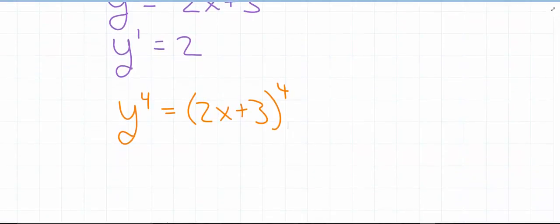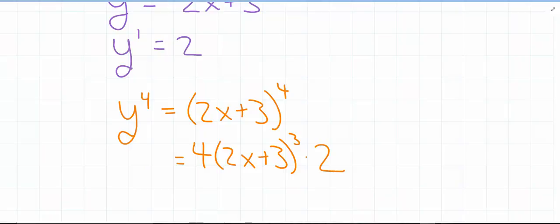Okay. Now, I want to just look at both sides of this and look at finding the derivative. Now, if I look at this side over here on the right, the derivative is going to be, we're going to use the chain rule. So this is going to be 4, 2x plus 3 to the 3rd. But we're not finished because now I've got to multiply by the derivative of the inside. Okay? So what I've done is I've taken the derivative of that right-hand side.